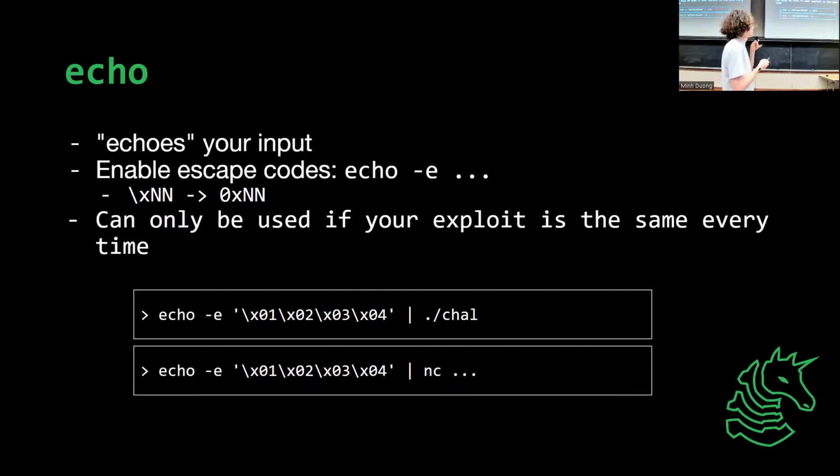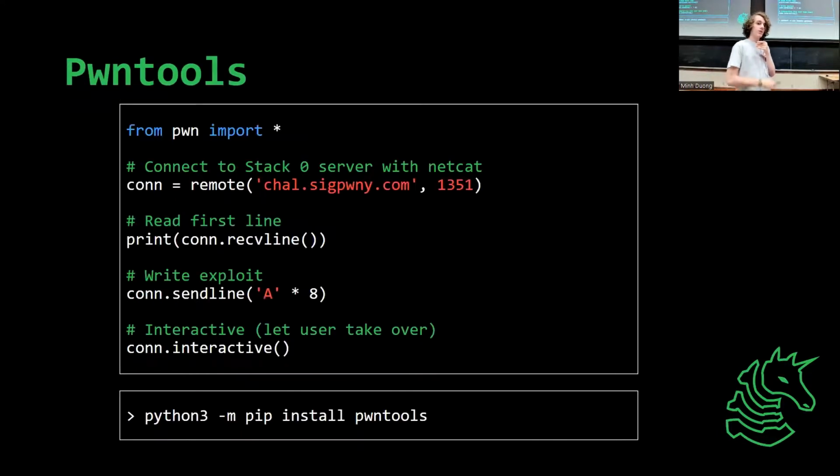And you can pipe this into the local binary and also into the remote netcat to run your exploit. You can use this if your exploit is the same every time. I think for these challenges, that is almost always the case, especially for the earlier ones that everyone should be trying to do. In later pwn meetings, we might get to ones where you have to use pwntools. This is good to learn right now anyway, if you want to, or if you've used it in previous meetings.